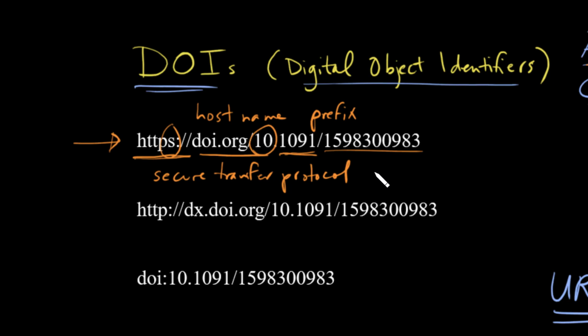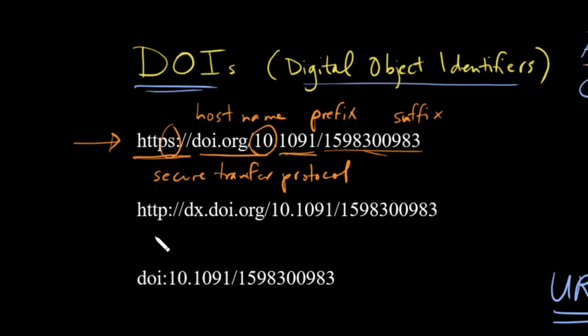We have the secure transfer protocol, we have the host name, we have the prefix, and then this last little bit here is called the suffix. I guess I should give the name here, so the suffix. Okay, that's how we do it currently, and you can see that because this is a link, and you can leave it as a link in your essay as well, you can click on it, you can go to this particular article, and it just makes it much easier to retrieve.